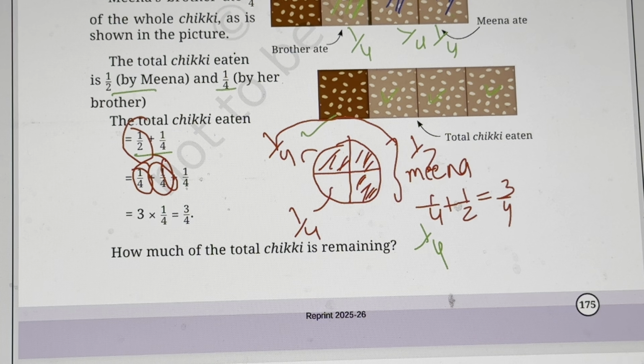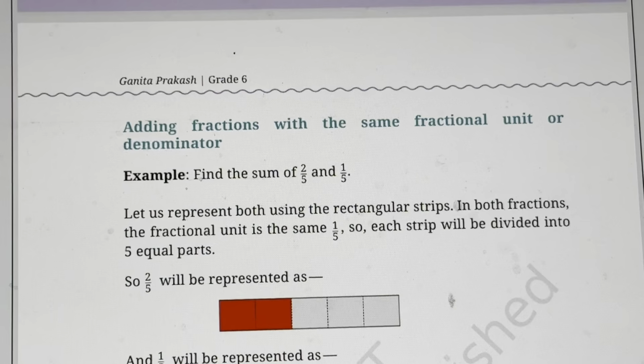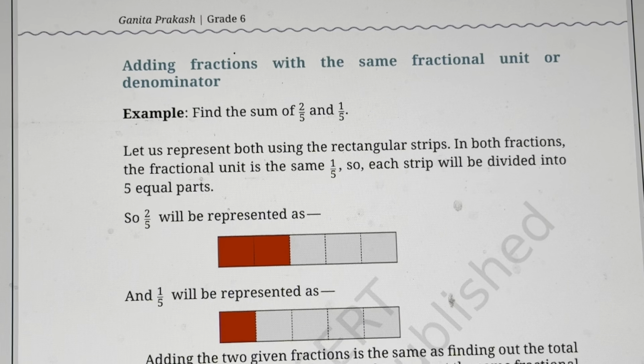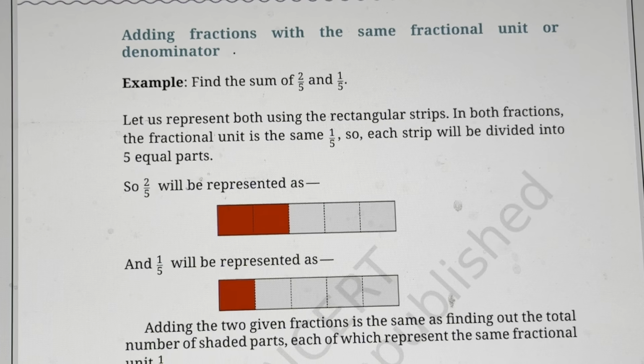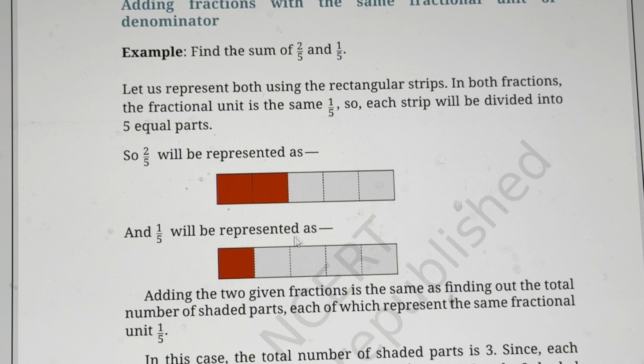Now let us see some more examples of addition of fractions with the same fractional unit or the same denominator. Find the sum of 2/5 and 1/5. So here again there is a picture given for both the fractional units. There are rectangular strips in both the fractions. The fractional unit is the same, 1/5. So 5 parts are made and you can see here two red portions, they are shaded. So this represents 2/5 and this represents 1/5.